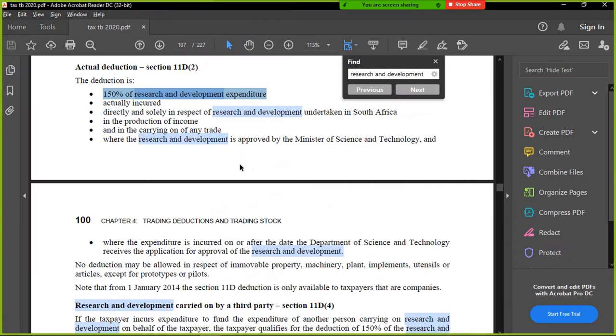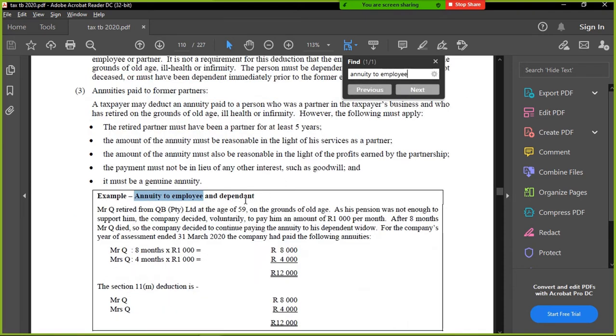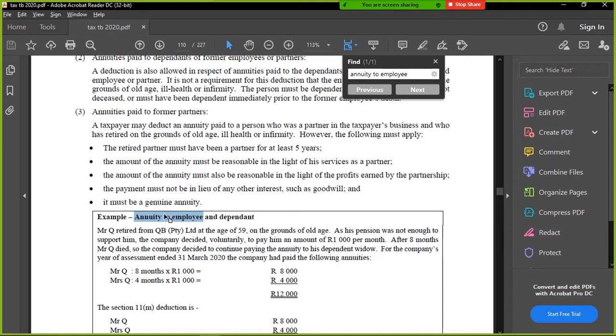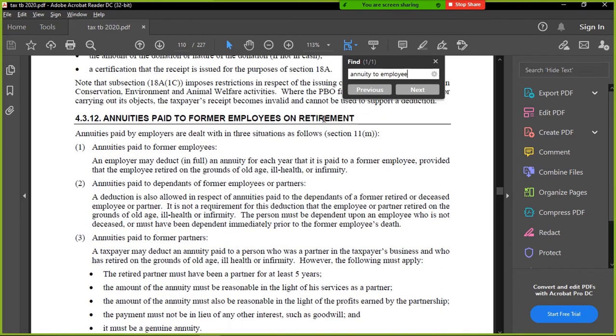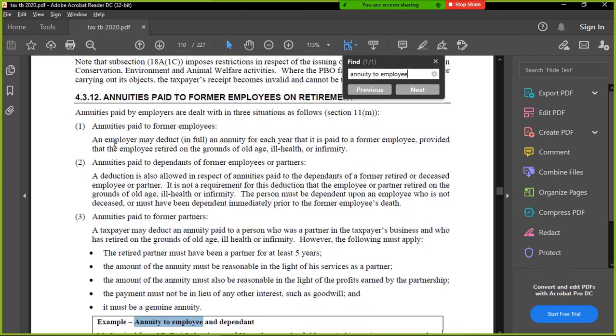Okay, so again, let's just check it here, because then we'd have to open up the other slides. This would be an annuity to an employee. Annuity to employee. There we go. This is annuities paid to former employees on retirement. An employer may deduct in full any annuity for each year that it is paid to a former employee, provided that the employee retired on grounds of old age.